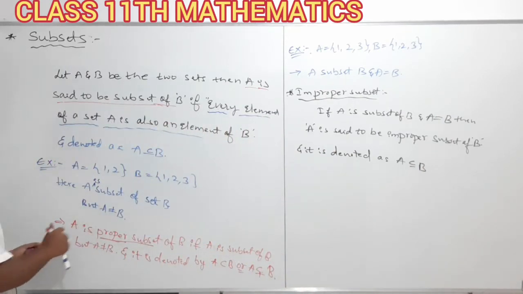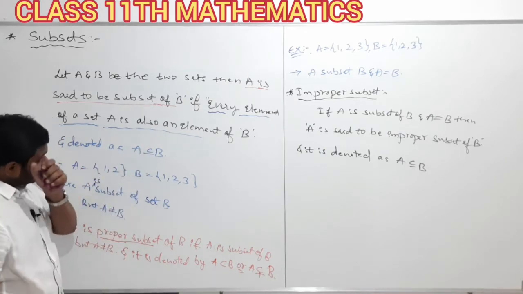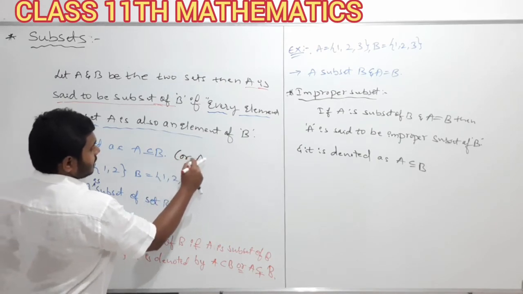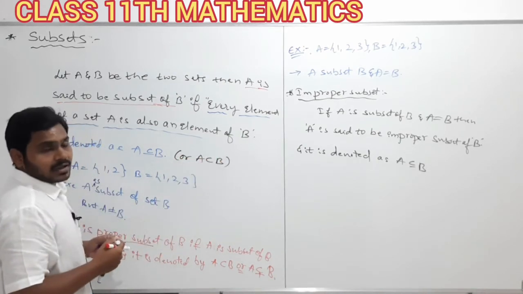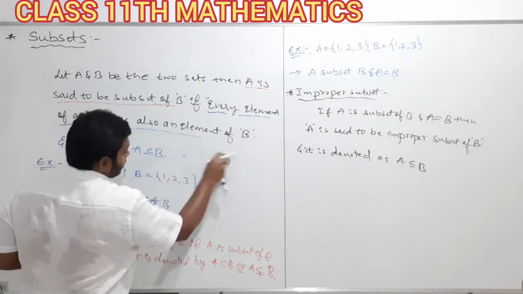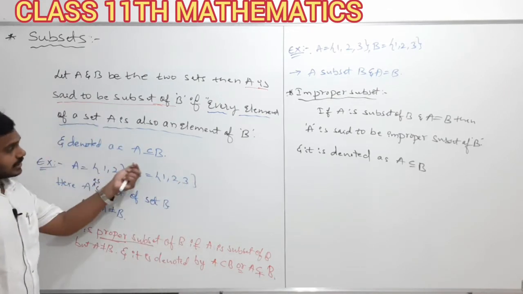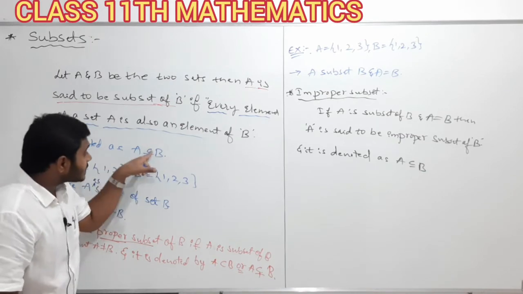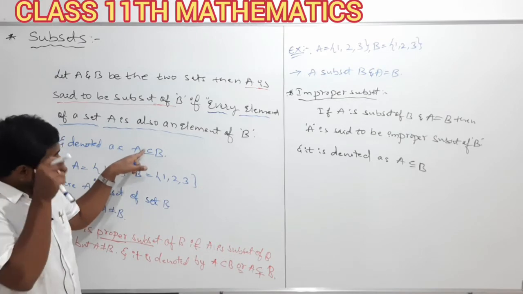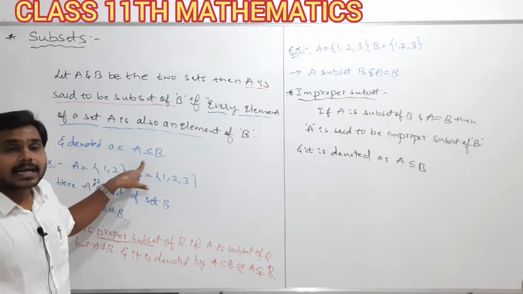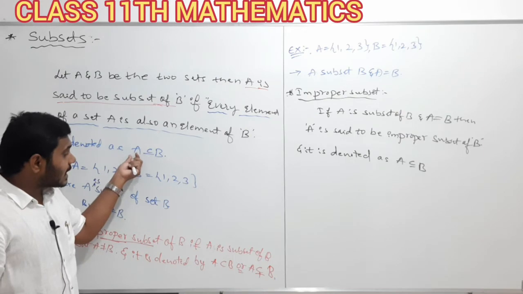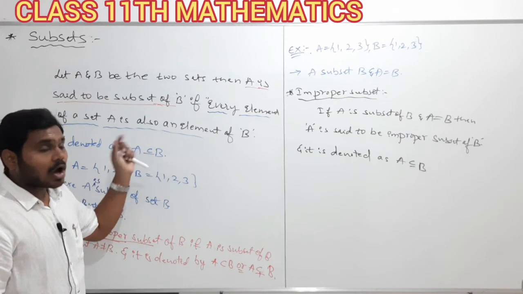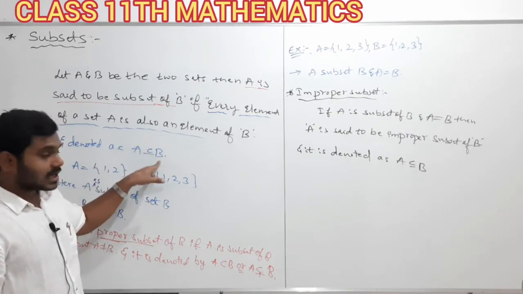In some textbooks, my dear students, this symbol is also used. Generally in your NCERT textbooks, they simply use this much. So don't get confused. We can use the symbol like this, denoted as A is a subset of B. If you use this symbol, what does it indicate? It indicates that every element of A is in the set B, or A may be equal to B.